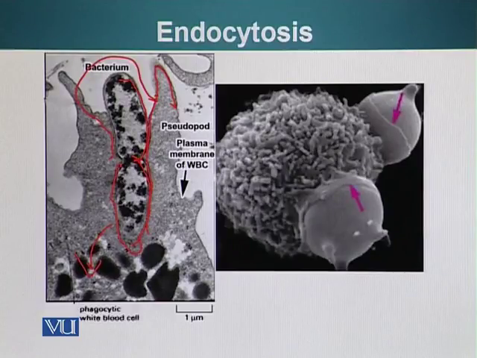Here you can see a phagocytic cell actually in the process of eating two red blood cells. These are both electron micrographs. This one is a transmission electron micrograph, and this is the scanning electron micrograph.